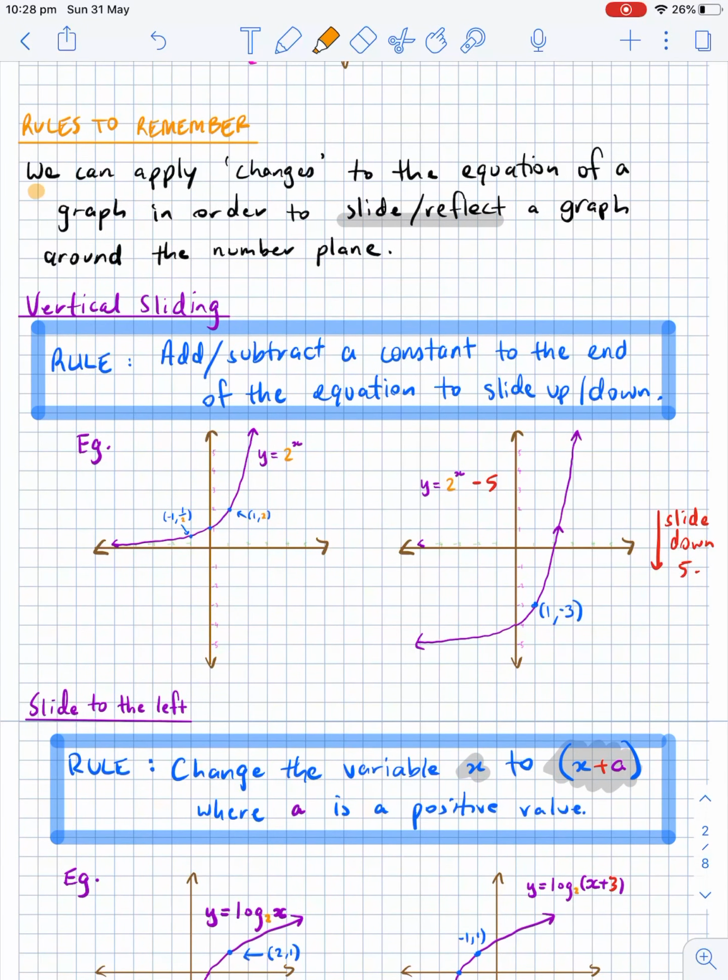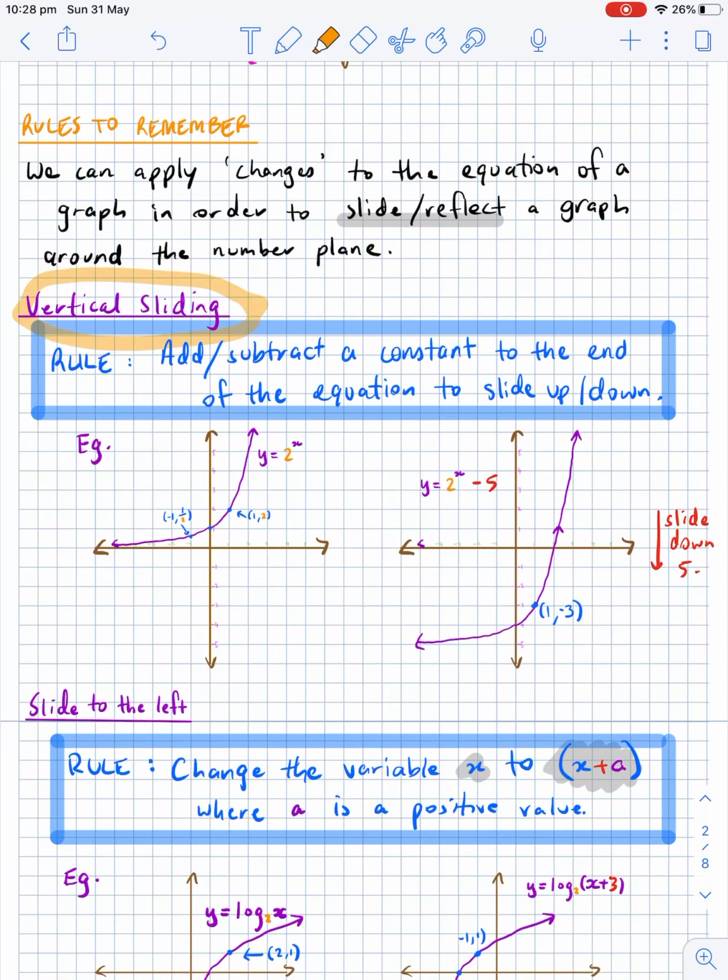So some rules to remember. We can apply changes or transformations to the equation of a graph in order to slide or reflect a graph around the number plane. So the idea is you need to know how to move these sorts of graphs up, down, left or right, to reflect it across the y-axis, or reflect it across the x-axis, or to stretch it or to shrink it, etc. And these changes that we're talking about are called transformations.